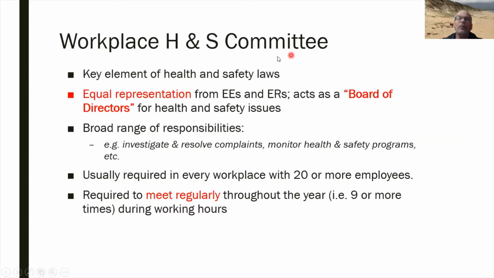One key thing about operationalizing a safe environment is something called the Workplace Health and Safety Committee. It's a key element of all health and safety laws. In Alberta right now, if you have a workplace with more than 20 people in it, you are required to have a workplace health and safety committee. If you have between 5 and 19, the employees have the right to have a health and safety rep from among their employees. Less than 5, I guess it's just up to management.